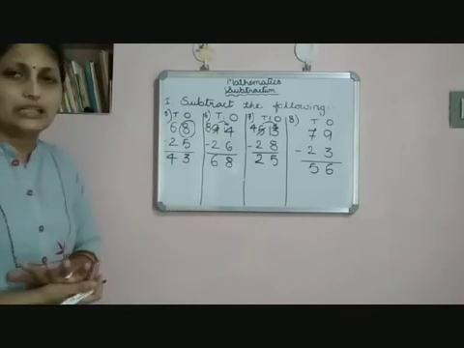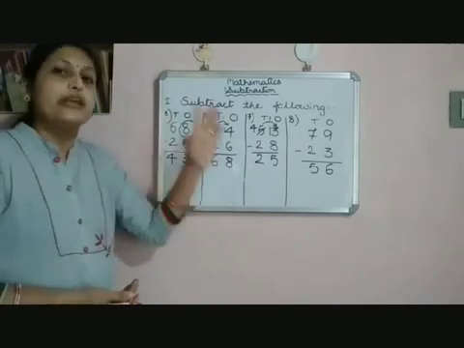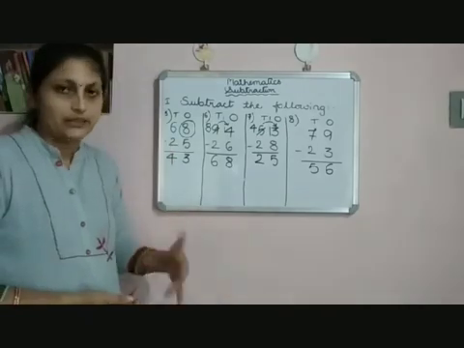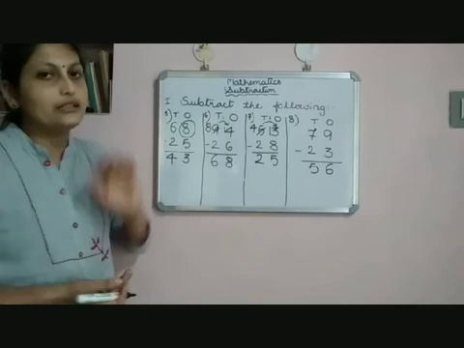So when sums are given to subtract, first look at the ones digit of the first number. If it is greater than the second number, then directly subtract. But if it is smaller than the second number, then take borrow from the tens column.